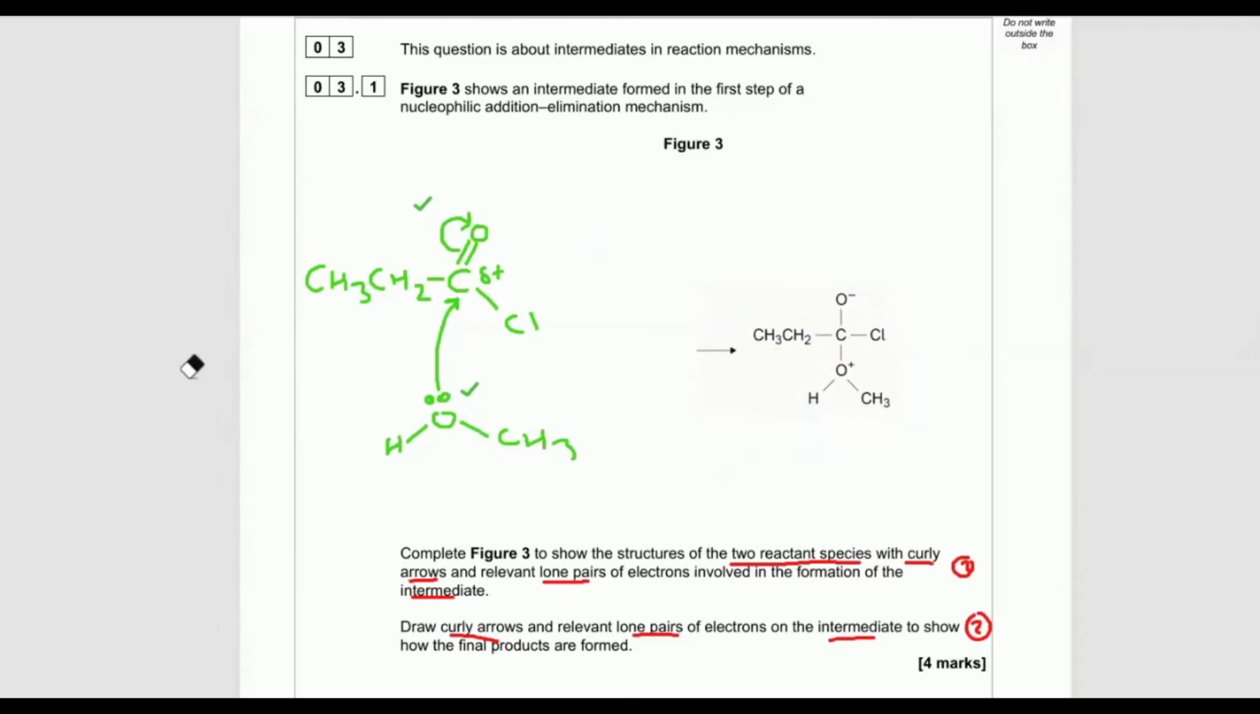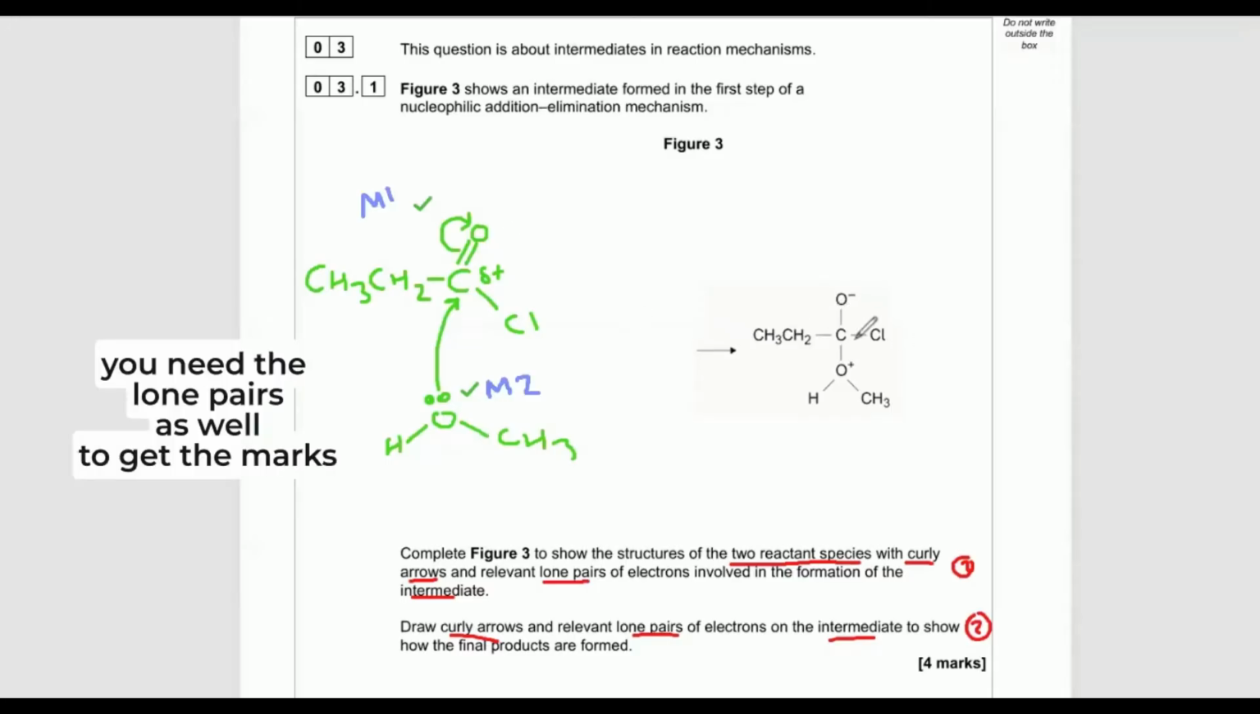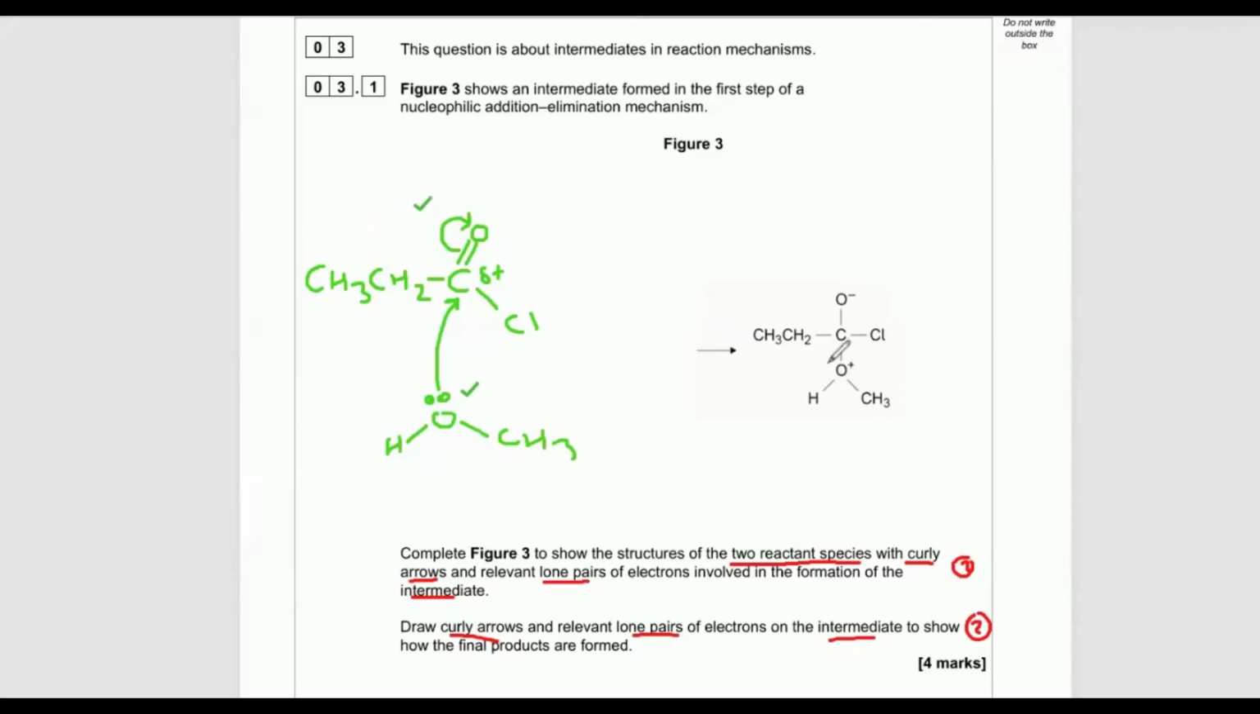So these are our two curly arrows and our first two marks, with the reactants and curly arrows to show the intermediate. We now need to add lone pairs and curly arrows on the intermediate to show what happens. Well, we're now on to the elimination phase of the nucleophilic addition-elimination. So we've got addition in what I've written in the green. We're now going to look at elimination.